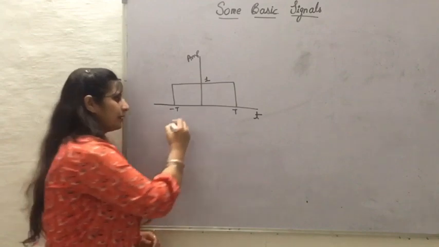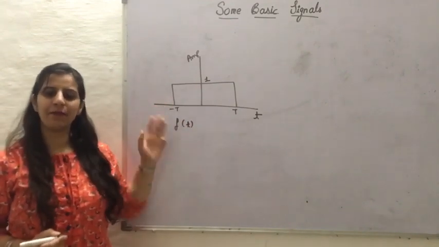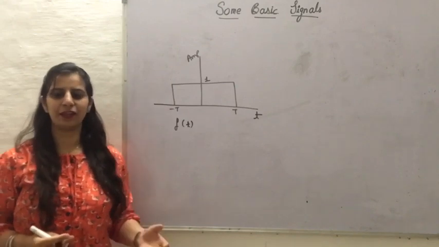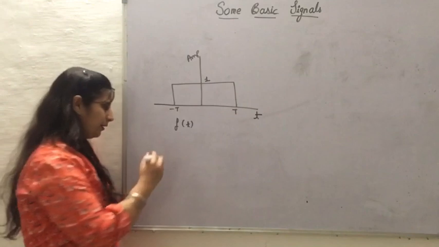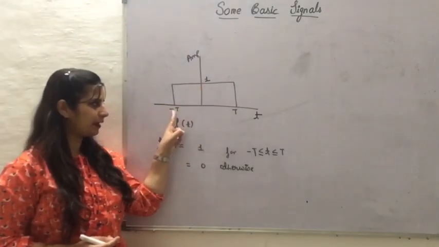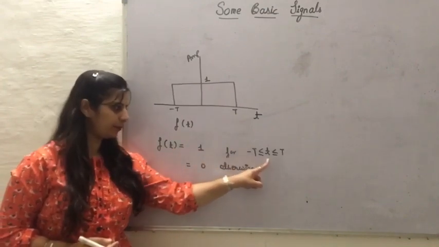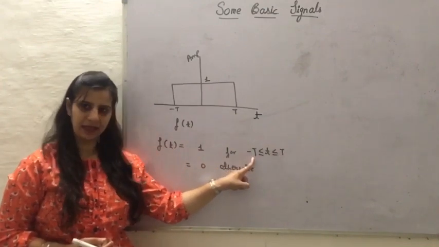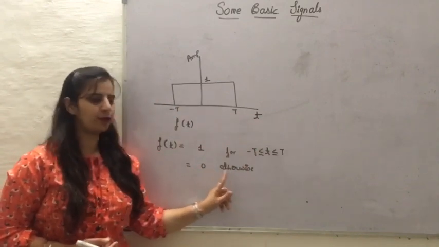I am naming the signal as f of t. This signal can also have a mathematical form that is given in the form of an equation, and the equation for this signal would be: the signal has a value 1 between minus t to t. So f of t is equal to 1 for time duration minus t to t, and otherwise the value of the signal is 0. So it is 0 otherwise.